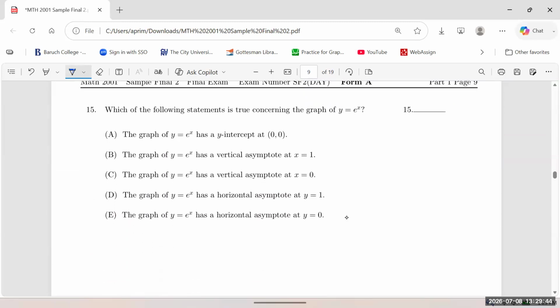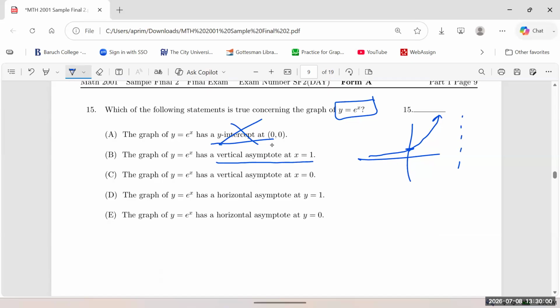Which one is true about the exponential graph? Y-intercept 0, 0? Look at the exponential graph. Does it have y-intercept 0, 0? No. Vertical asymptote? Does it have any vertical asymptote? No. Vertical asymptote is only for log, not exponential.